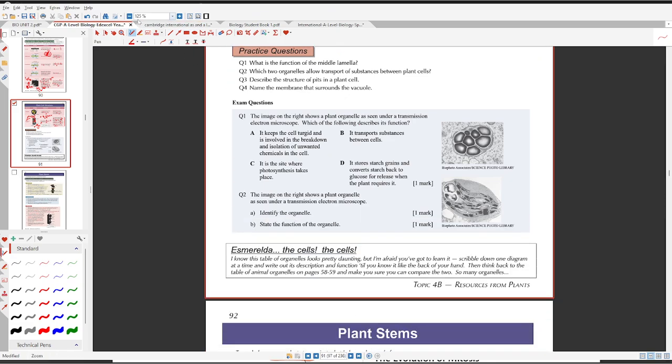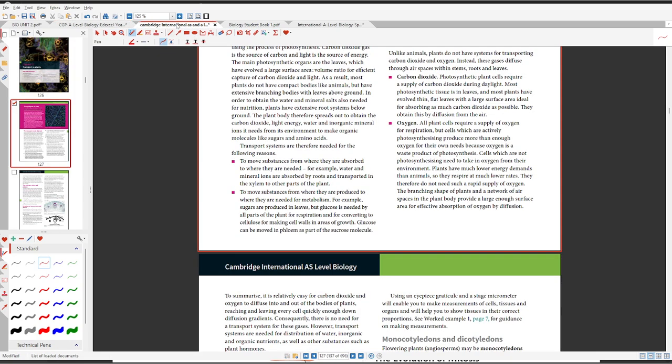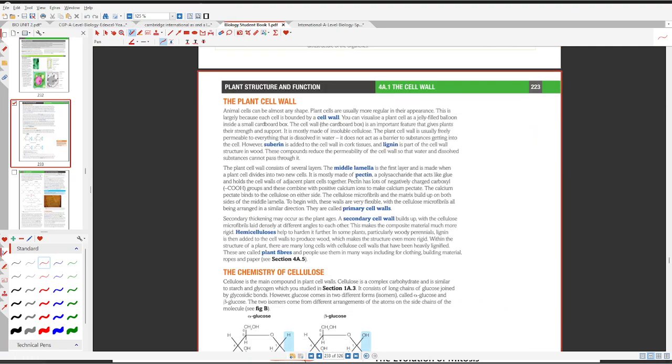Okay. Now that we're done with the ultrastructure, I don't want to go into this just yet because the textbook does go into it in detail, and I do kind of like how they do it because they show more pictures and stuff.